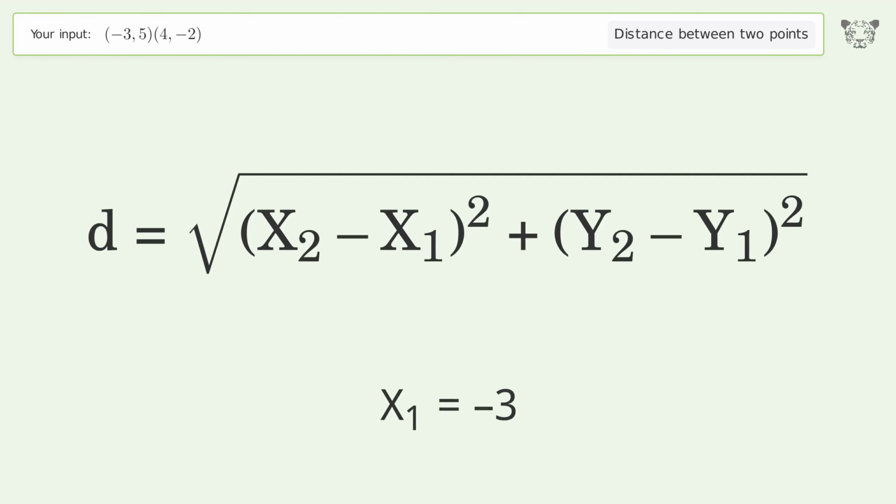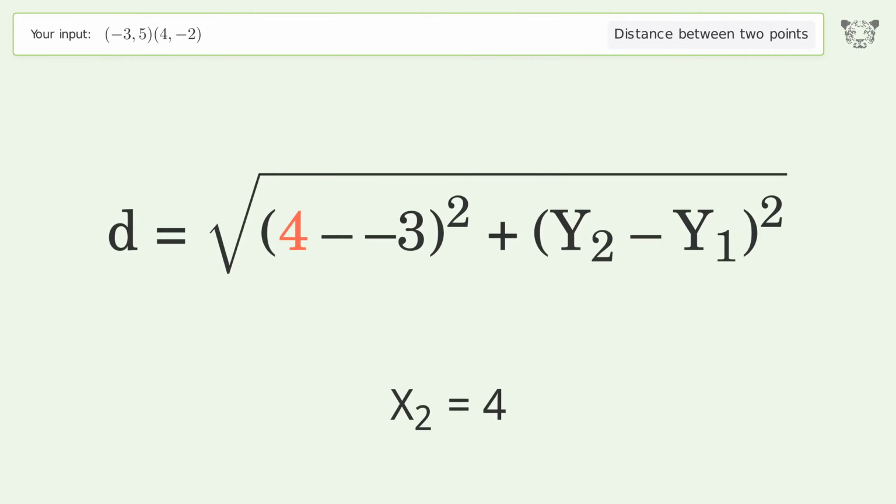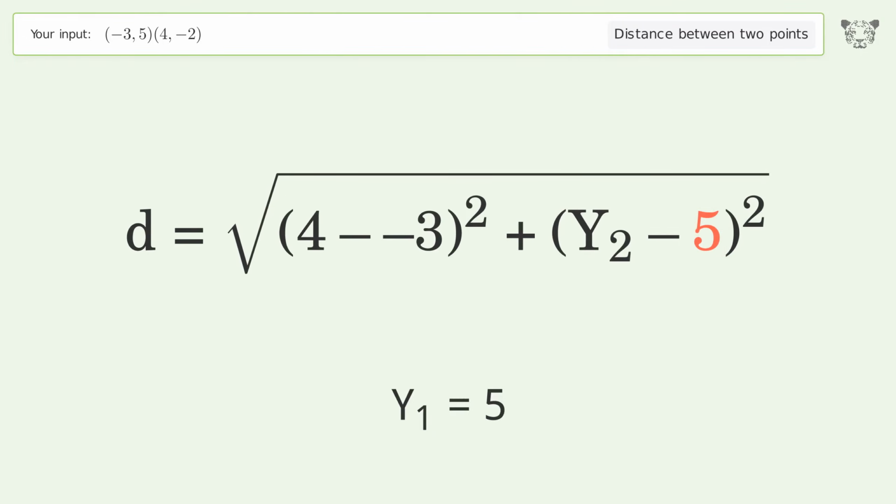x1 equals -3. x2 equals 4. y1 equals 5. y2 equals -2.